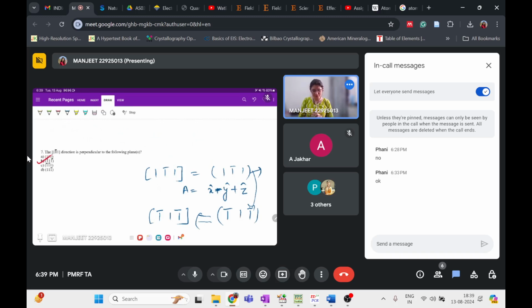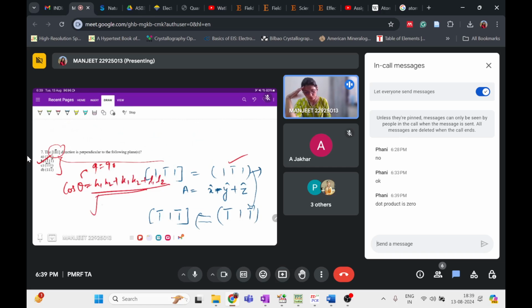Otherwise, if you have two planes, we have calculated the plane here, and from this direction we can calculate the plane one, and we have also been given the plane one. You just find the cos theta, and theta should be 90 for the perpendicular. This will be h1 h2 plus k1 k2 plus l1 l2 over the square root of h1 square plus k1 square plus l1 square, into h2 square plus k2 square plus l2 square.